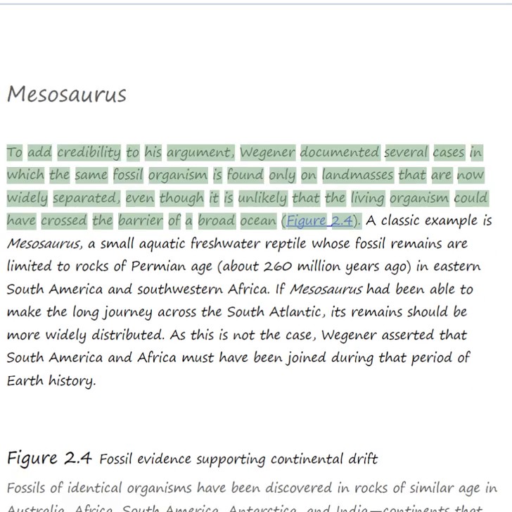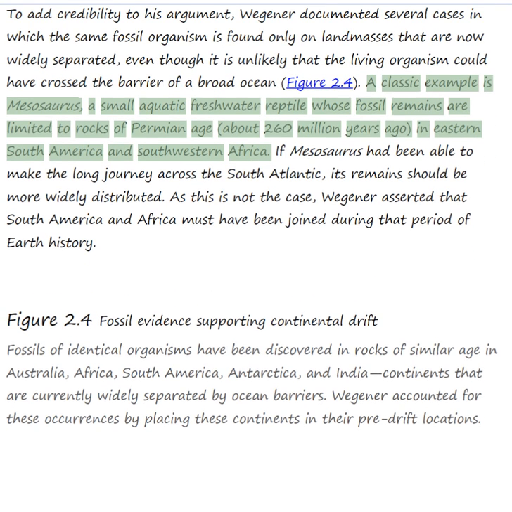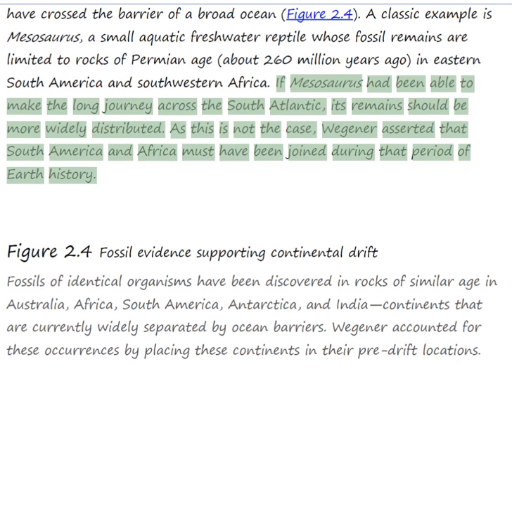Mesosaurus. To add credibility to his argument, Wegener documented several cases in which the same fossil organism is found only on land masses that are now widely separated, even though it is unlikely that the living organism could have crossed the barrier of a broad ocean. A classic example is Mesosaurus, a small aquatic freshwater reptile whose fossil remains are limited to rocks of Permian age in eastern South America and southwestern Africa. If Mesosaurus had been able to make the long journey across the South Atlantic, its remains should be more widely distributed. As this is not the case, Wegener asserted that South America and Africa must have been joined during that period of Earth history.